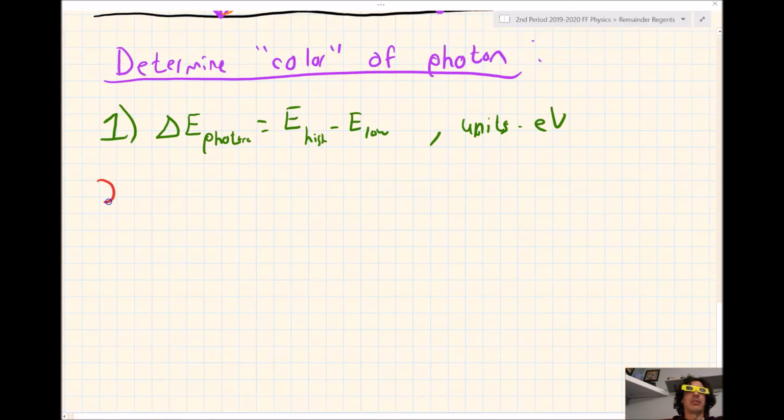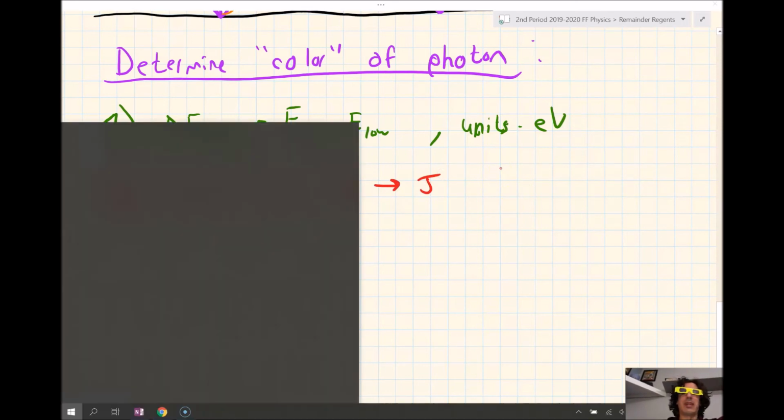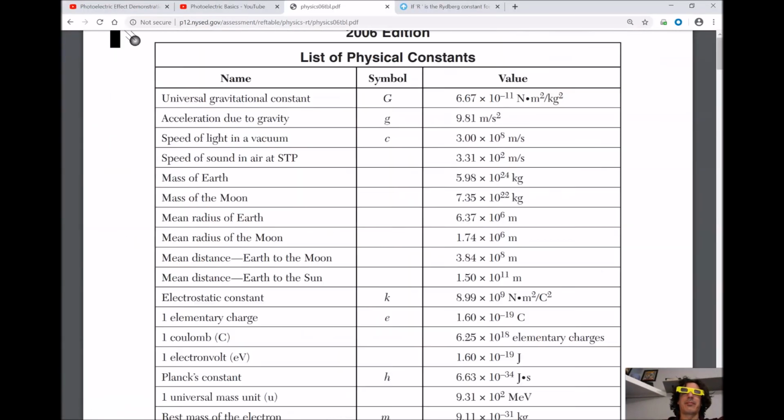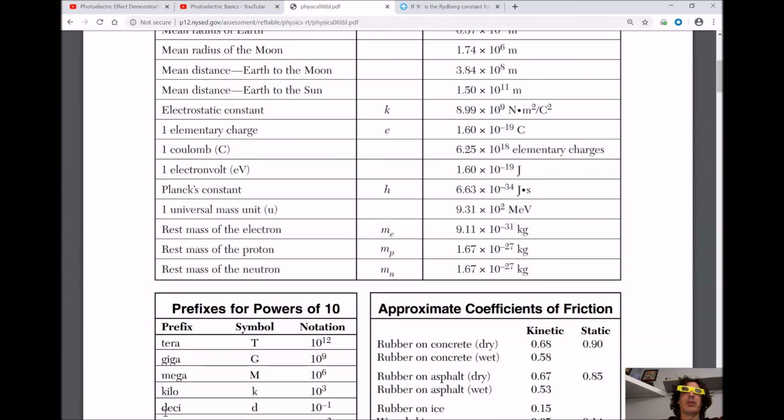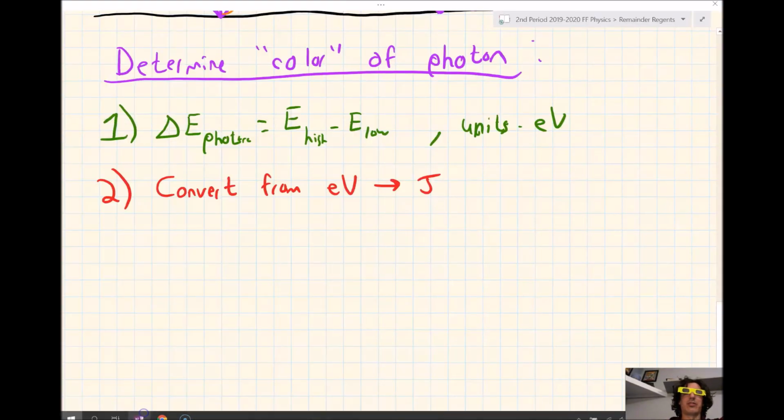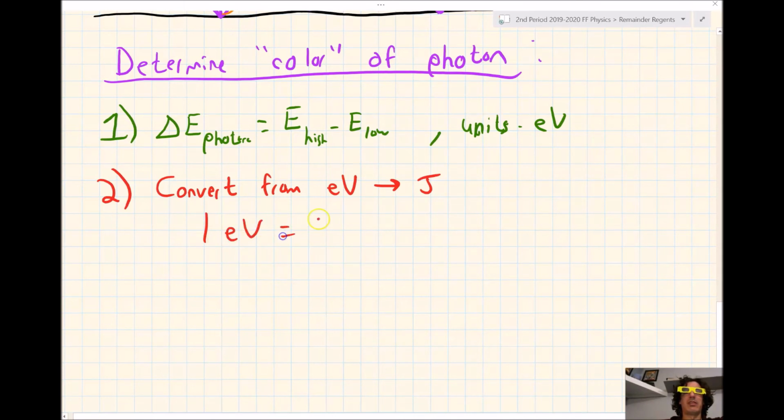The next step is once we calculate the change in energy, all we want to do is convert from electron volts to joules. And that conversion is on the front page of our reference table, where we have 1 electron volt is 1.60 times 10 to the negative 19 joules. I guess we'll write it down for a reminder. 1 eV is 1.60 times 10 to the negative 19 joules.